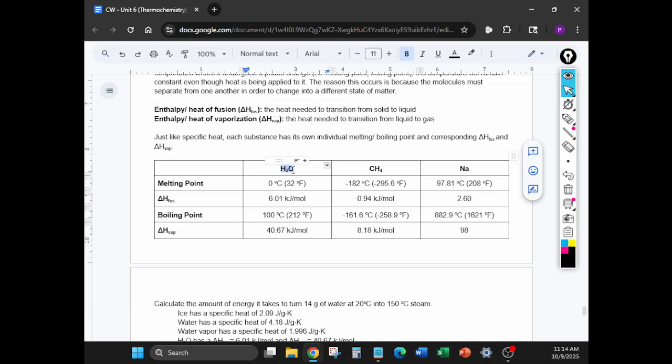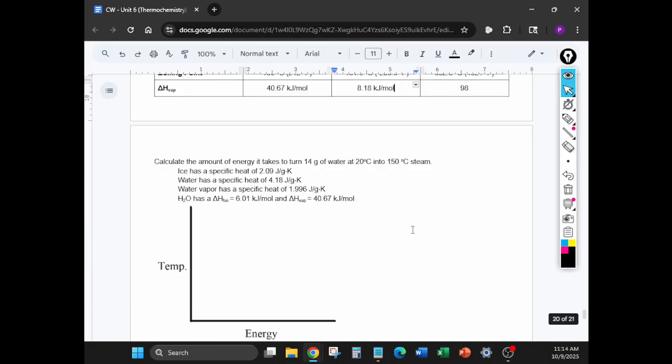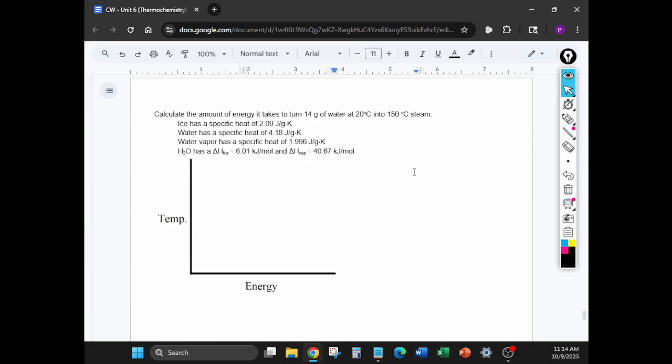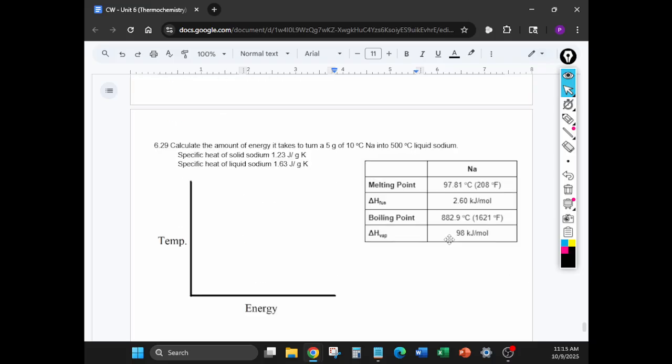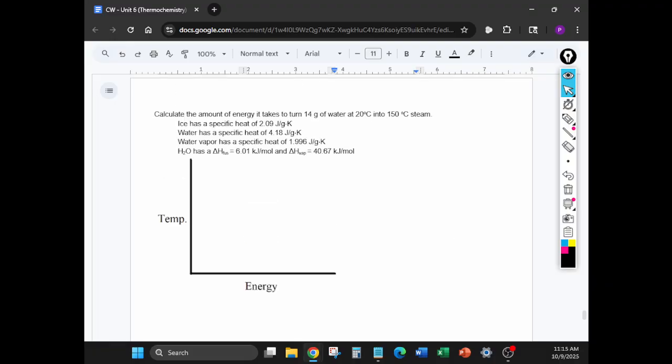So for example, water, the melting point is obviously 0. The heat of fusion is this value right here. The boiling point is this here, and then this here. And then you can see different substances have different boiling points, different melting points, different heat of fusions and whatnot. Okay, but anyway, it's easier if we do a problem. All right, so let's do this problem, and then I'll have you guys try a super hard one at the very end.